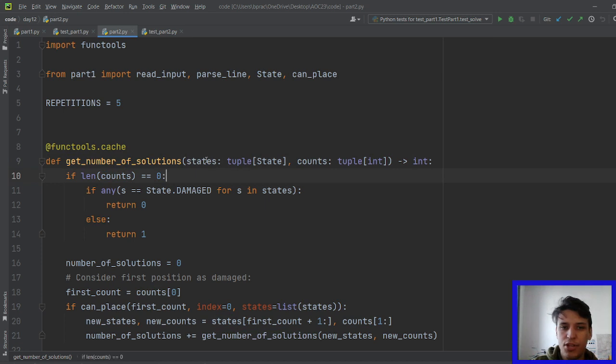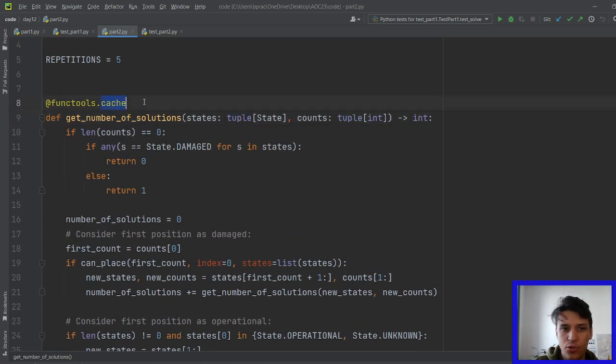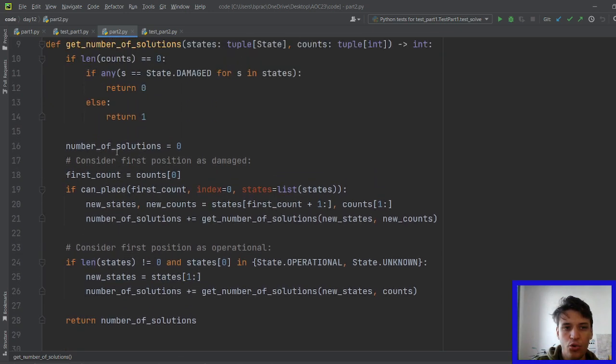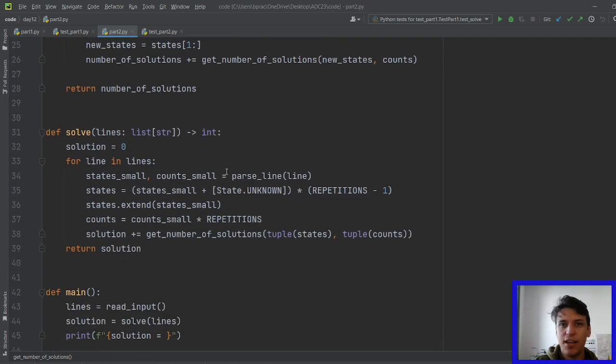So we need to make sure our inputs can be used as keys in the dictionary. So this time we use tuples instead of lists, but that's the only change. The rest of the function stays exactly the same. And we use this decorator that caches the function in order to be more efficient in the evaluation. And then we can use this new cached function in order to solve the problem.